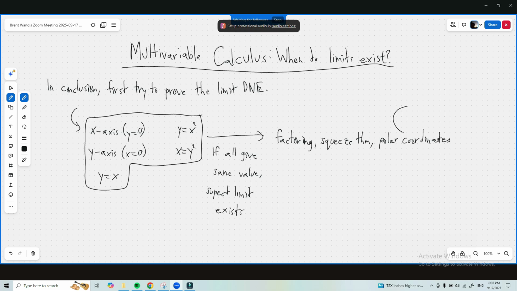I will give a bit of a caution on this one, because I once lost marks when I was a student for using polar coordinates because my professor didn't go over this. So if your professor did not mention polar coordinates, then I don't recommend you use this, or else you'll risk losing marks on the exam. The squeeze theorem is your best bet. If that doesn't work, try factoring.